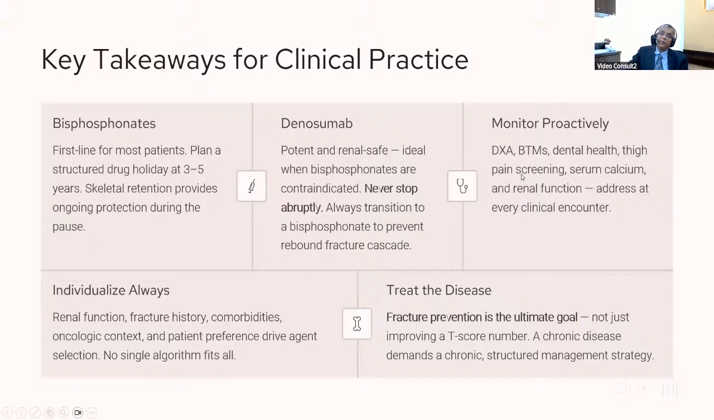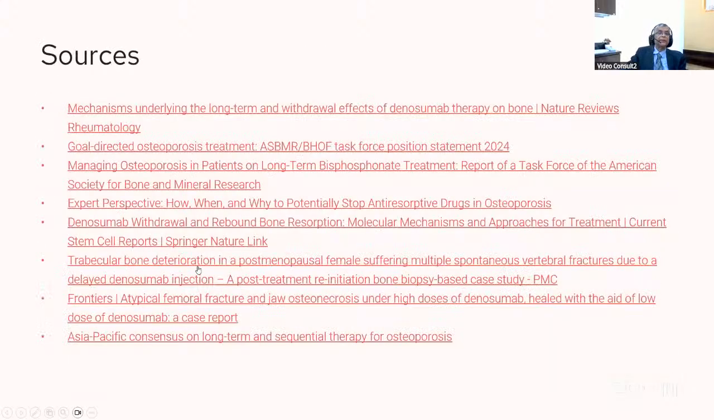Monitor proactively: bone turnover markers, dental health and screening, and renal function, at every clinical encounter. Always individualize: renal function, fracture history, comorbidities, and patient preference. Drug selection: no single algorithm fits all. Treat the disease. Fracture prevention is the ultimate goal, not just improving a T-score number. A chronic disease demands structured management. So that's the end of the whole thing.